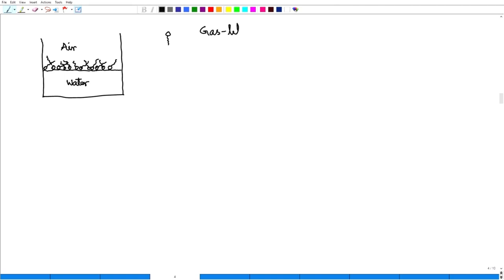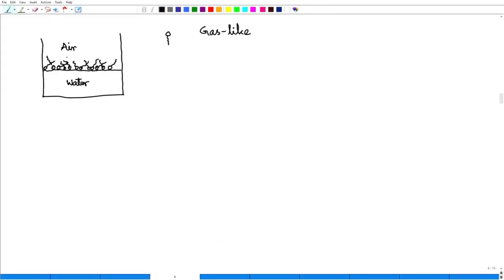Gas-like. That means gas molecules are moving here and there. There is no definite direction. It's random. Similarly, these amphiphilic molecules are also random, randomly staying in the air, and this is called a gas. Gas-like structure. Okay, this is gas-like.